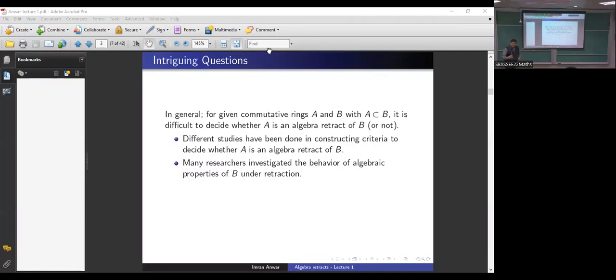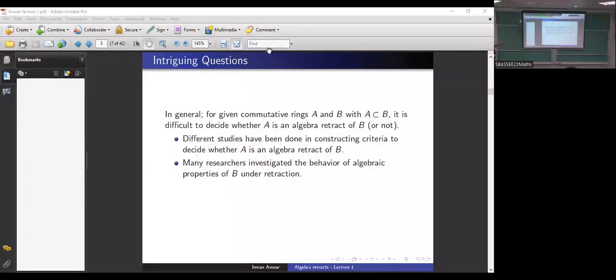This slide is basically, you have seen the definition of algebra retract. The first question which can come into your mind: what are the intriguing questions concerning this particular definition? Firstly, finding criteria for algebra retraction is one of the hot problems in algebra. People are trying to construct new criteria to address this issue. Sometimes people go from one area to another, relating some combinatorial property to come up with retraction. Similarly, many researchers investigated the behavior of algebraic properties of B with respect to A.